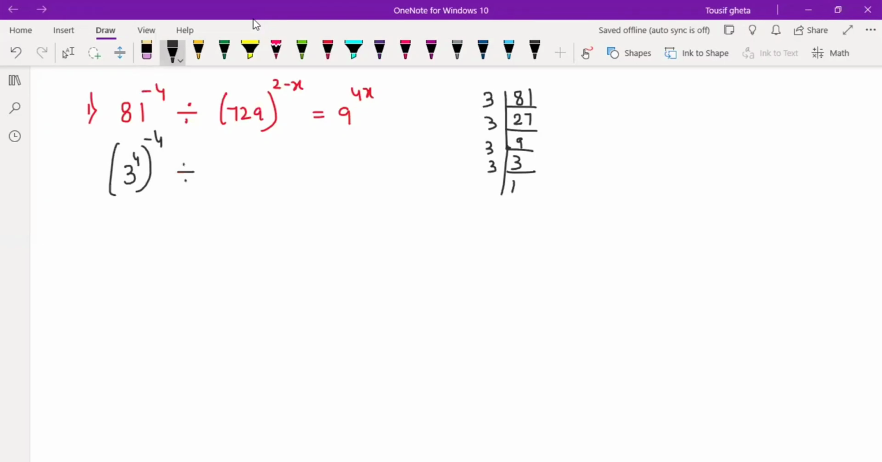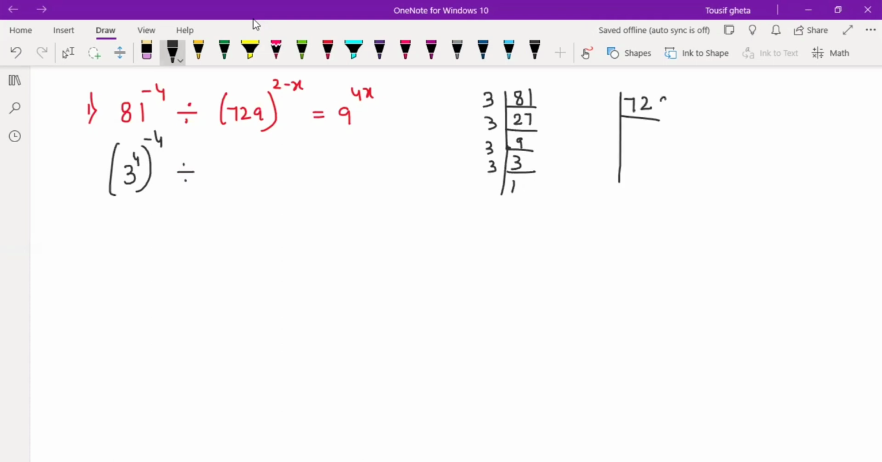729 is also not a prime number. Remember, to find the value of x, the base of the exponent should be a prime number. If it is not, we need to convert it. So 729 is not a prime number, it is a composite, so we can divide it.